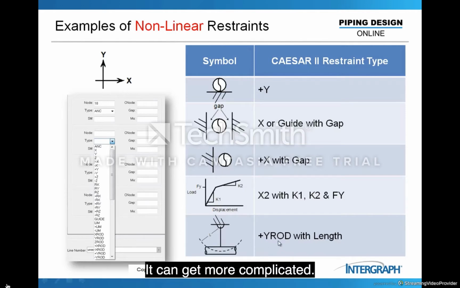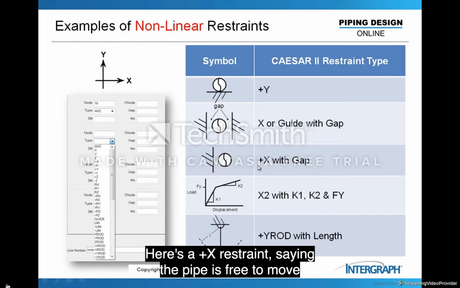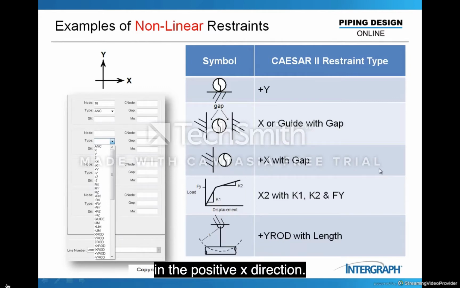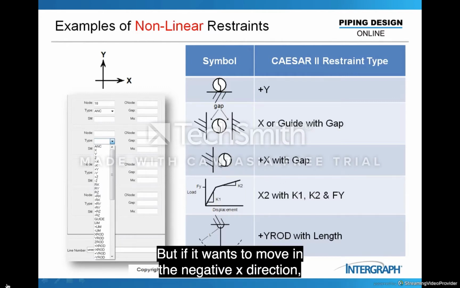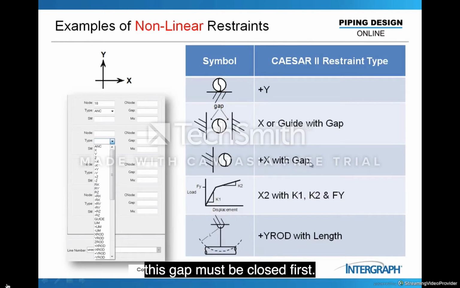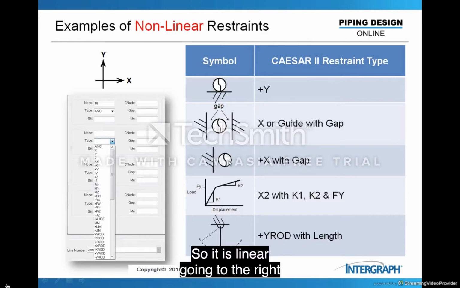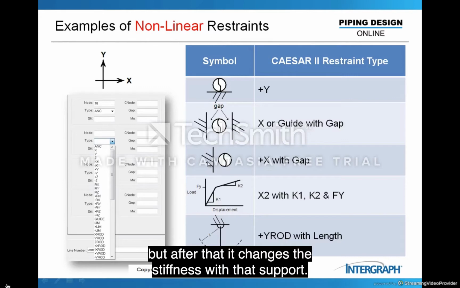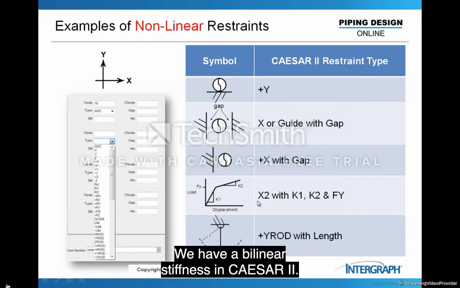You can get more complicated. Here's a plus X restraint, saying the pipe is free to move in the positive X direction. But if it wants to move in the negative X direction, this gap must be closed first. So it is linear going to the right, and linear going a little bit to the left, but after that it changes the stiffness with that support. We have a bilinear stiffness in Caesar 2.